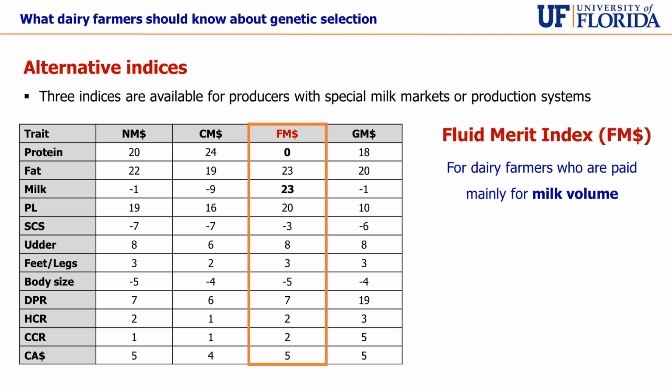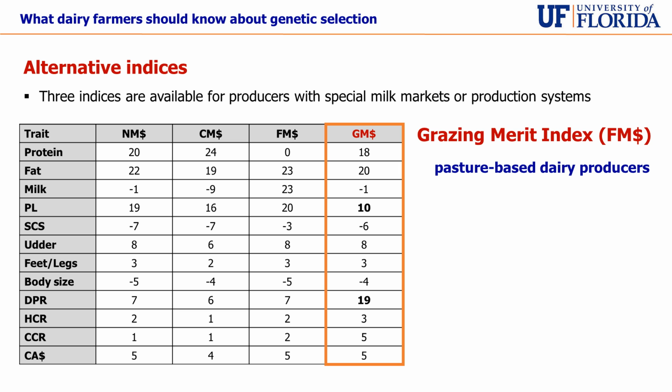We have a fluid merit index that could fit really well in a case like in Florida. Look at the fluid merit index compared with the net merit index, put no emphasis at all in protein, and put a lot of emphasis in milk volume. So this is mainly for farmers who are paid mainly for milk volume.